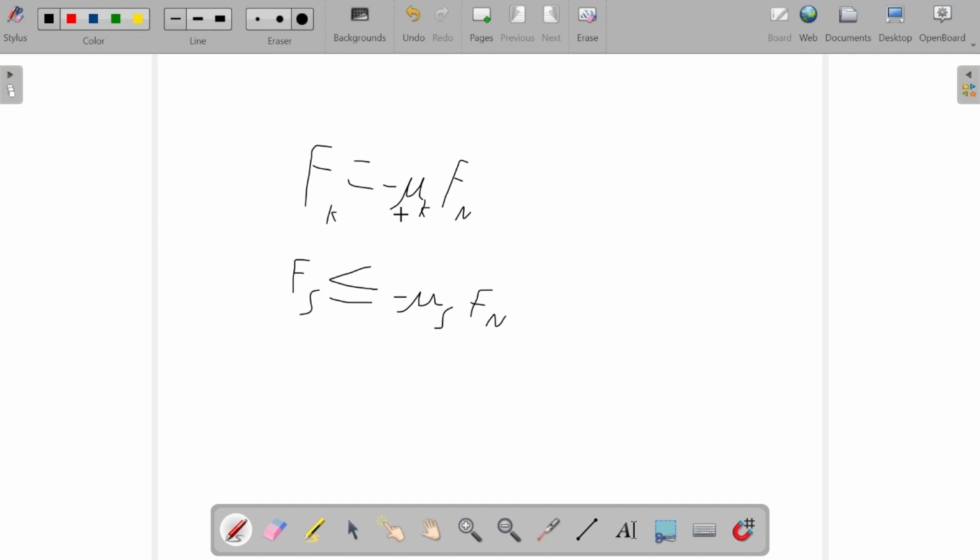To better define it, kinetic friction is there when there's already a relative motion between two objects that are in contact with each other, while static friction is when there isn't any. It's when one of them is trying to move. So let's say you have a heavy box that you're pushing.